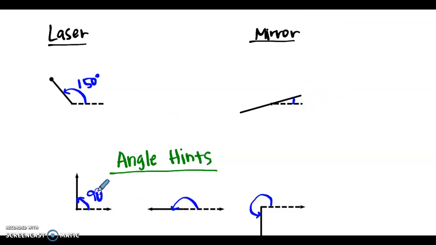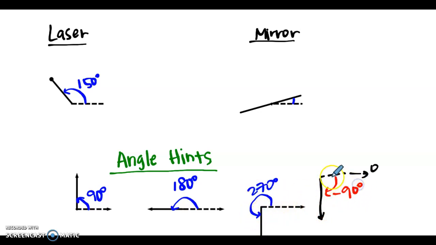Now angle hints, of course, this is your 90 degrees. All the way to the other side, this is 180 degrees. All the way around pointing down, this is 270 degrees. Now if you don't like going this way, you can actually go the other way also. Now the way that you go the other way, if you have your 0 is always here, if you want to go 90 degrees in the opposite direction, which is the same thing as 270 degrees in the positive direction, you can actually go negative 90 degrees as well.